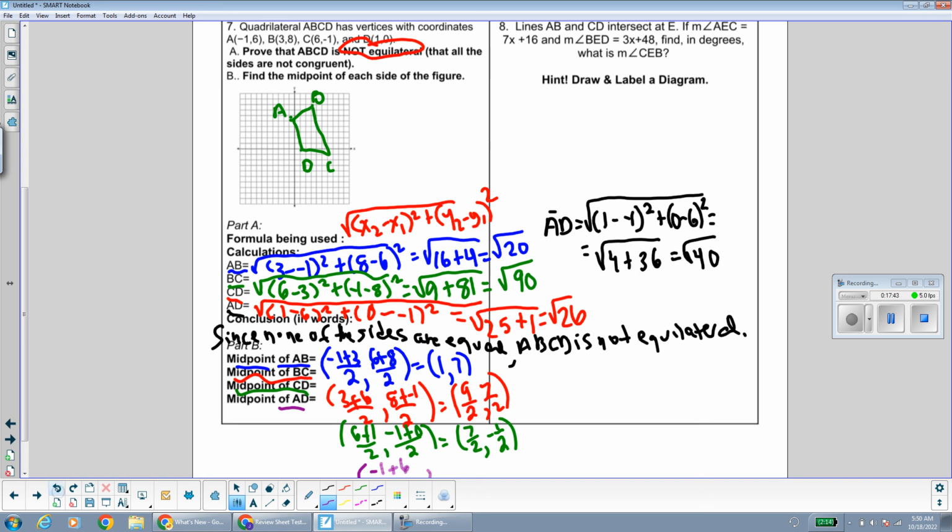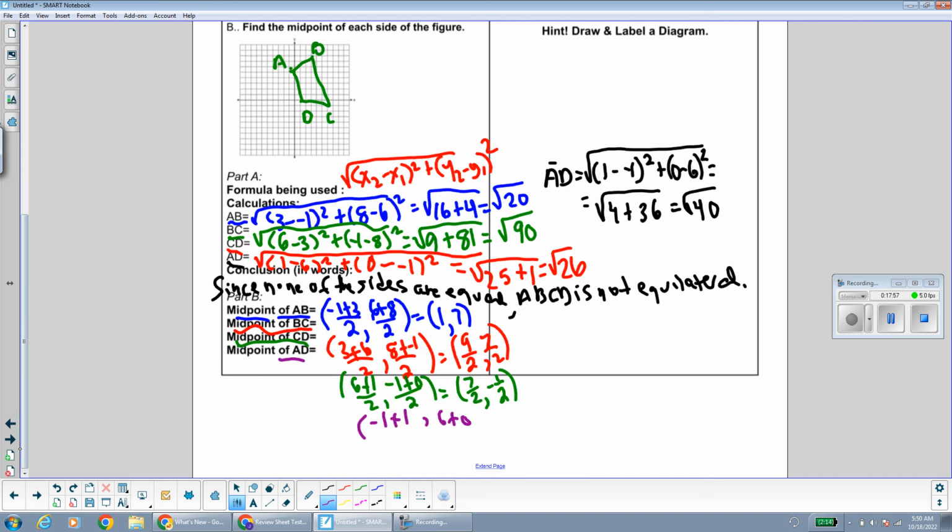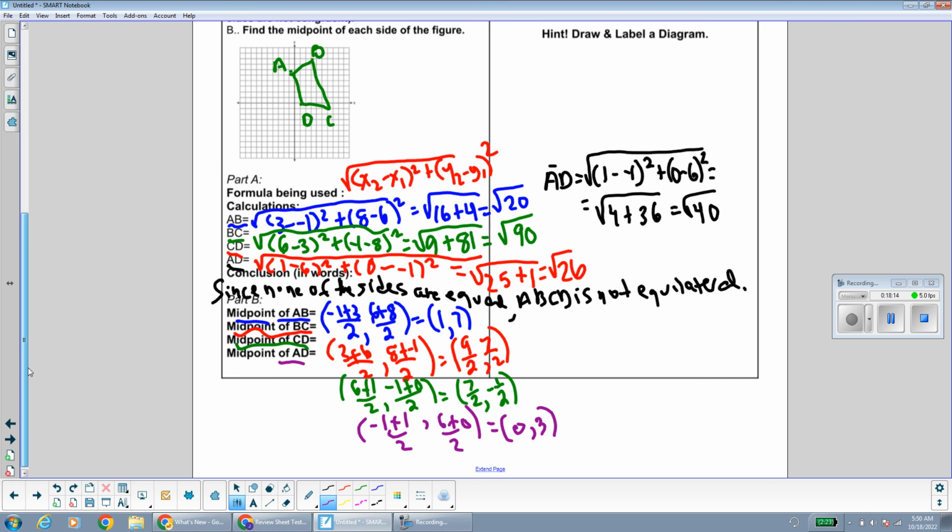Oh, sorry, messed that up. -1 plus 1 over 2. And then the average of the y coordinates, 6 plus 0 over 2. -1 plus 1 is 0. 0 over 2 is just 0. 6 over 2 is 3. Here we have all our midpoints. Once again, there's going to be the exact same question on the test. It's going to have a triangle, and it is going to have you find the length and the midpoints of the sides.